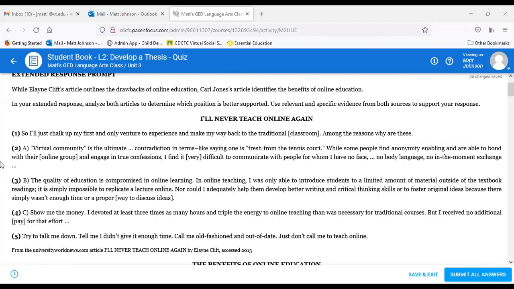In online teaching, I was only able to introduce students to a limited amount of material outside of the textbook readings. It is simply impossible to replicate a lecture online, nor could I adequately help them develop better writing and critical thinking skills or to foster original ideas because there simply wasn't enough time or a proper way to discuss ideas. Show me the money. I devoted at least 3 times as many hours and triple the energy to online teaching than was necessary for traditional courses, but I received no additional pay for that effort.